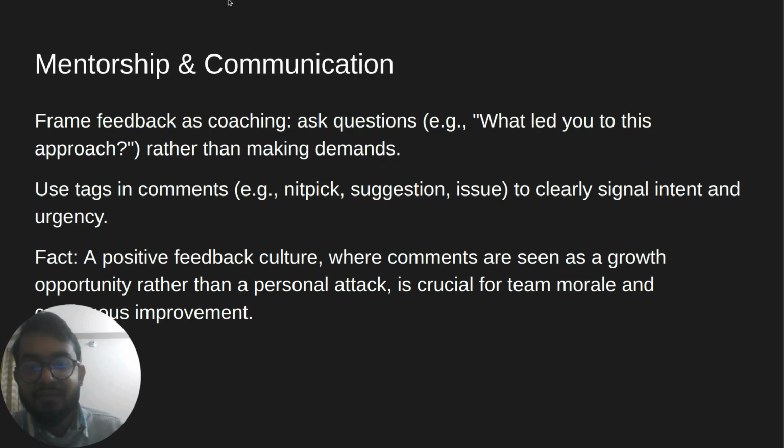Well, the next point is really interesting: mentorship and communication. Let's say you find something in that PR, and consider how you communicate with the developer so that the developer doesn't get hurt or disappointed by the approach. You frame feedback as coaching. You can ask questions like what led you to this approach, rather than making demands, so that the developer feels comfortable.